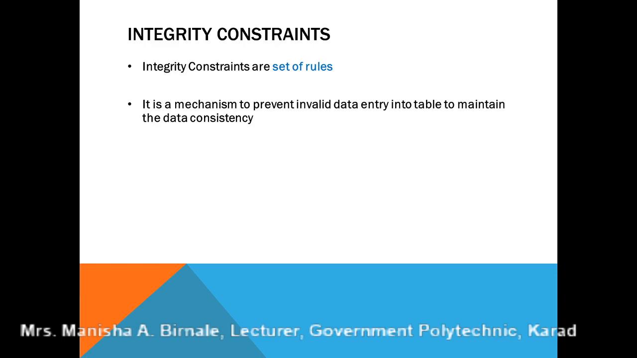For example, with the help of domain constraint, you can specify which type of values that column will accept. If the column is roll number, you specify its domain as integer, so it will accept only integer values. If the column is date of birth, you specify its domain or data type as a date, so it will accept only date type of values. So those are domain constraints. Similarly, some other rules can be applied to your table so that it will take only valid data.